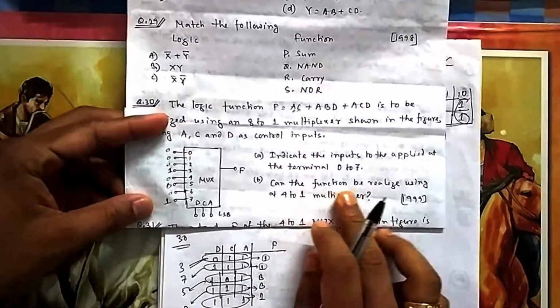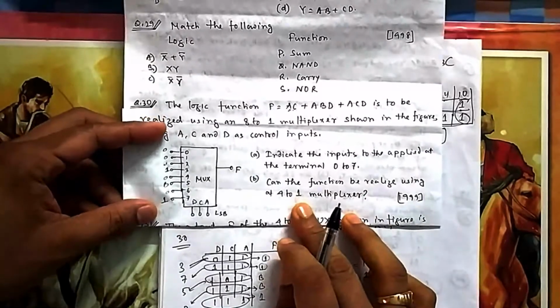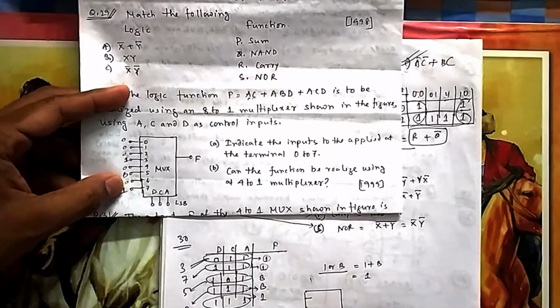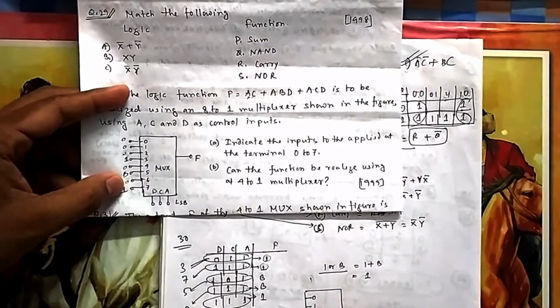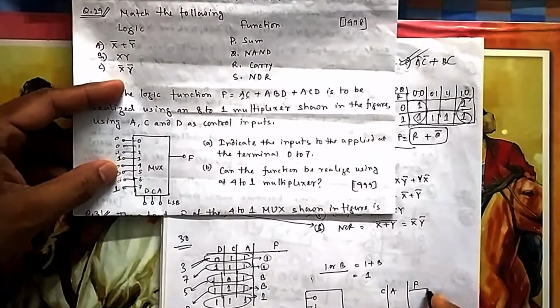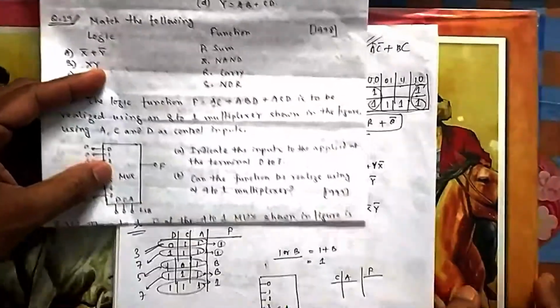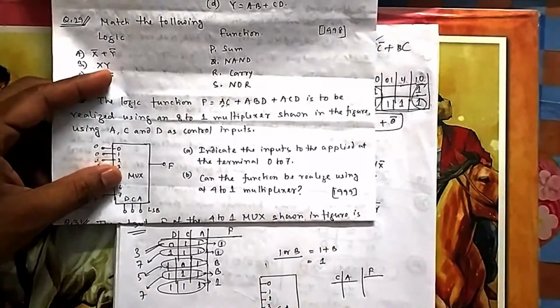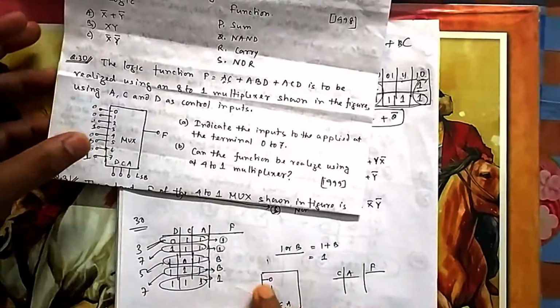Now they are asking, can the function be realized using a 4 into 1 multiplexer? Now what happens in a 4 into 1 multiplexer? You will have two control inputs now. So you will take the LSB as C, and you remove the MSB, so D you remove. So now you have C, and you have 4 inputs, 0, 1, 2, 3. So now you have to write the function again using these two only. So your F will be in terms of B and D, because both are now not in control, so that should come in the selection lines.